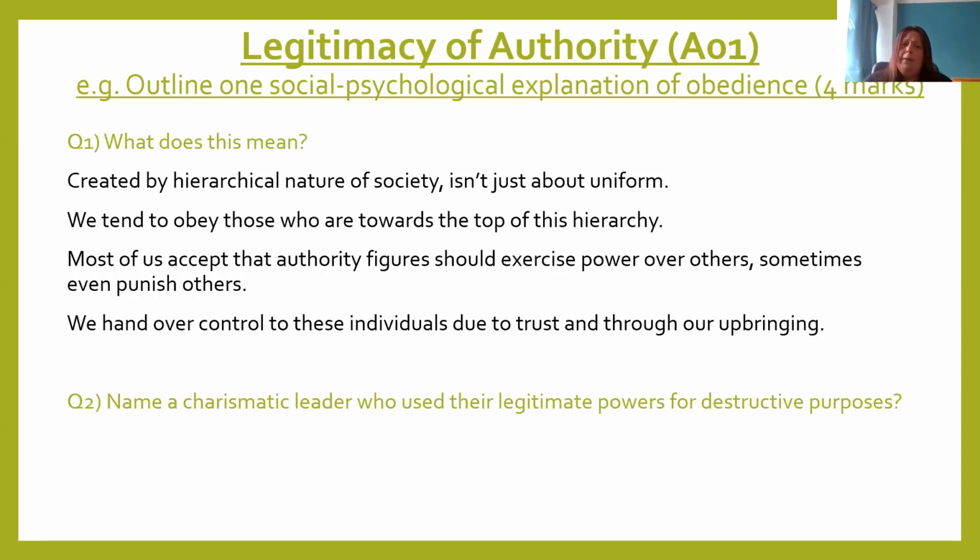And what seems to happen is that we quite readily hand over control to the individual because we trust them. We trust that they know what they're doing. And that's because we've been brought up and socialised to understand that hierarchical structure. So similarly, we are more likely to obey our parents or perhaps older people. So age could be a factor.